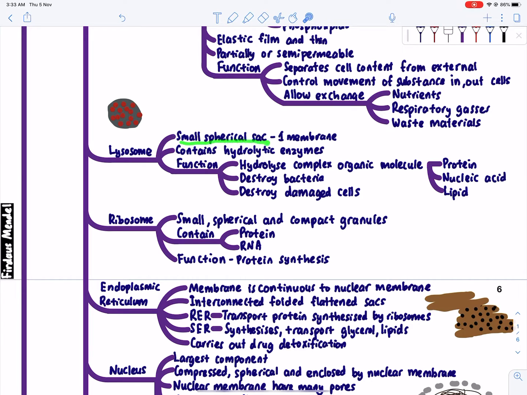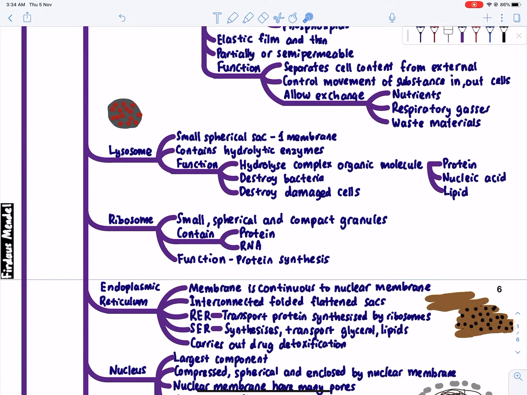Lysosome is a small spherical sac with one membrane. They contain hydrolytic enzyme. Much of the function of the lysosome is based on this hydrolytic enzyme, which is very powerful. It is like a gun or a knife that will destroy things related to the lysosome. Function: hydrolyze. Hydro means water, lyse means breakdown. They use water as a medium, and then the breakdown process takes place.